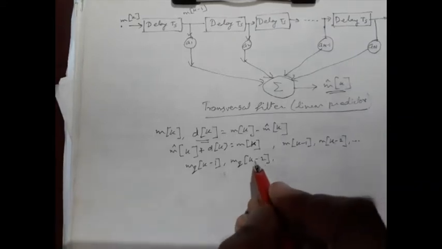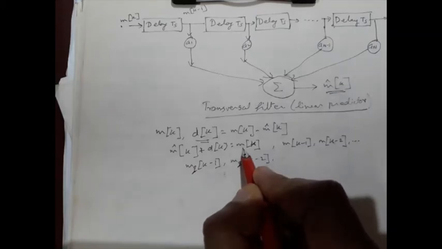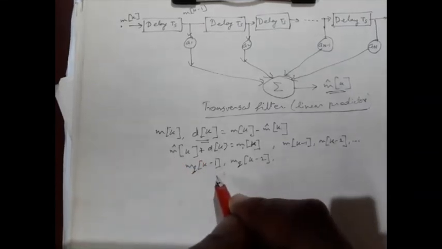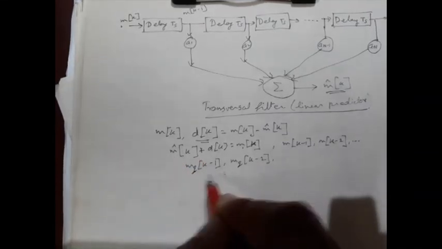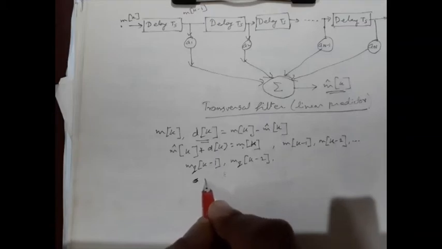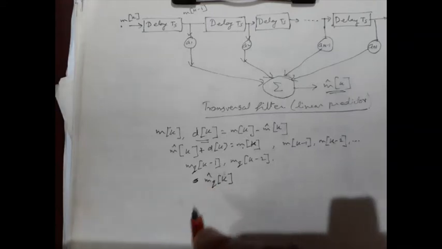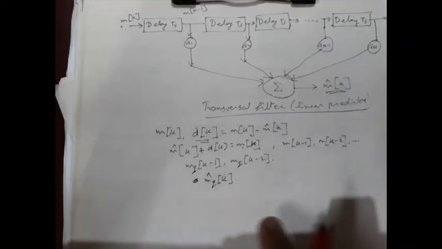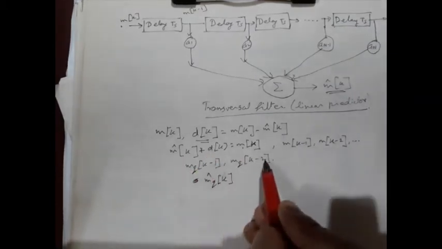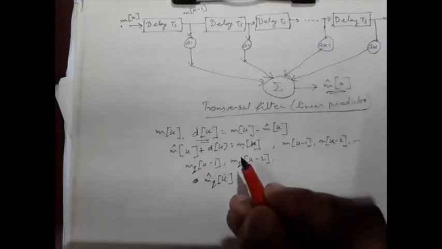That means from this quantized version we cannot generate mk, because we cannot generate m cap k. We can only determine the estimate of the quantized samples. That means mq k cap, the estimate of the quantized sample from this mq k minus 1, mq k minus 2, etc. And this will increase the error in the reconstruction process at the receiver.